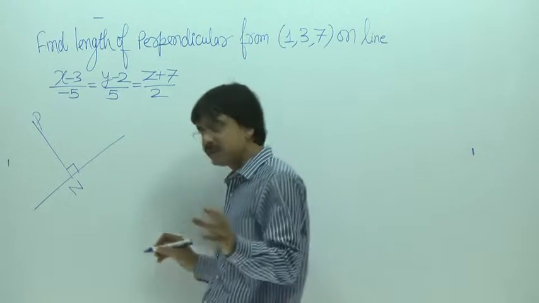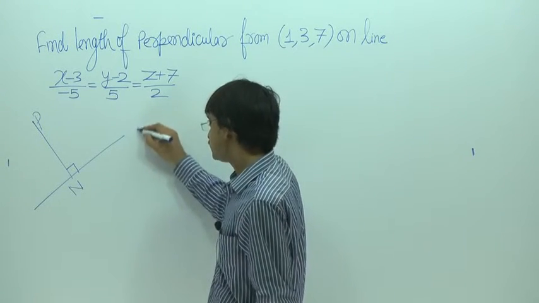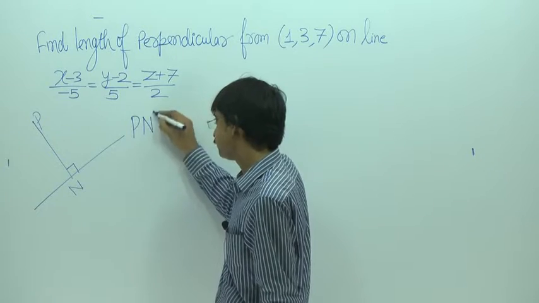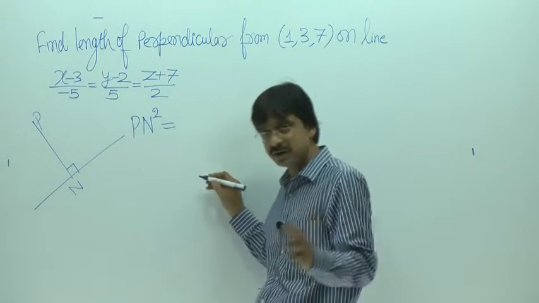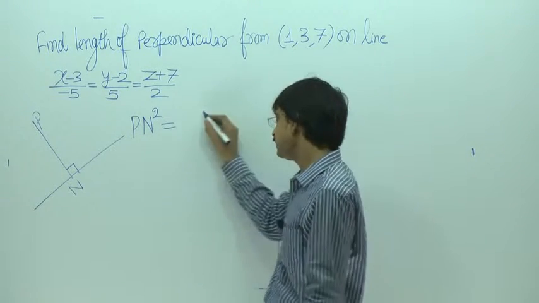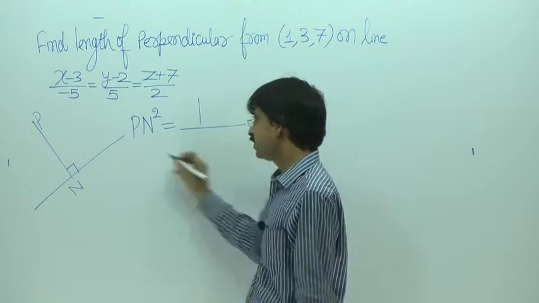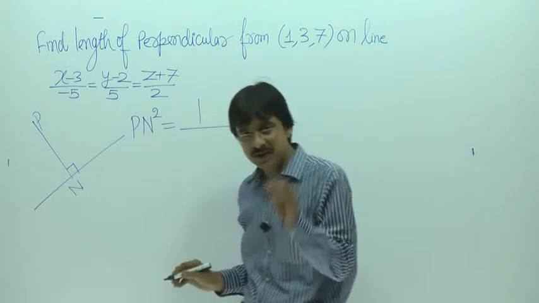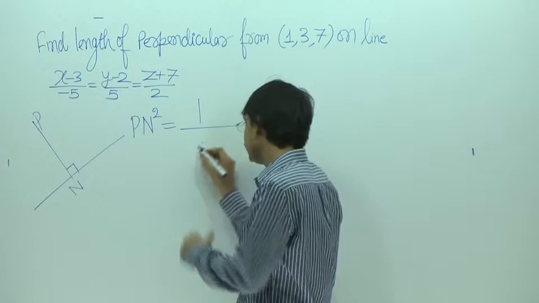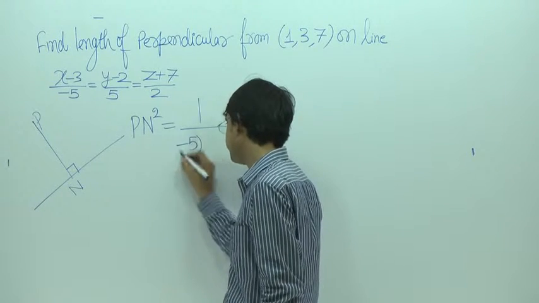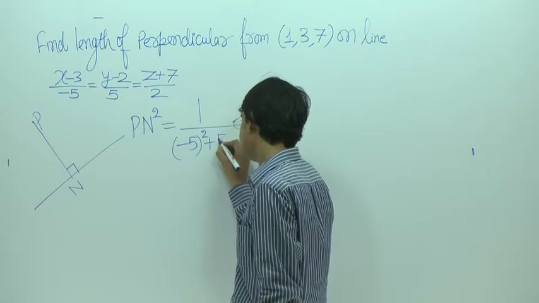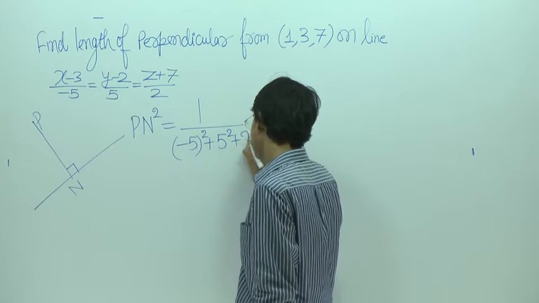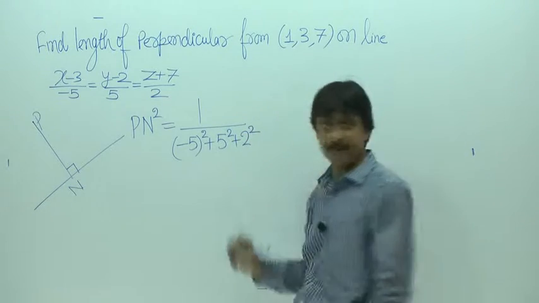Directly to calculate the length of perpendicular, just observe here, PN square, which is the square of the length of perpendicular. That is nothing but 1 upon minus 5 square plus 5 square plus 2 square, where minus 5, 5, 2 are the direction ratios of that line.